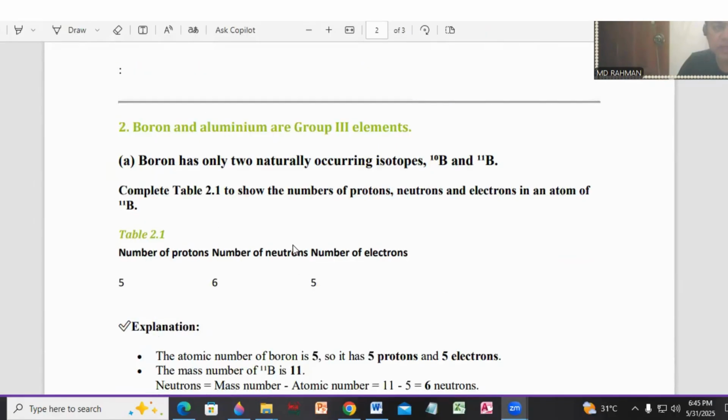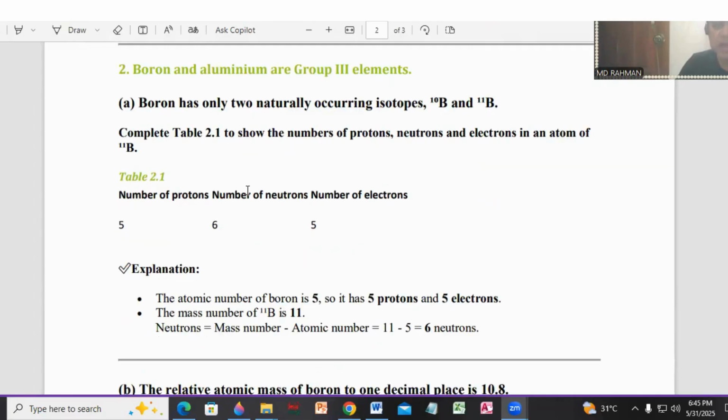Now the next question is most important. Boron and aluminum are group 3 elements. Question 1: boron has only two naturally occurring isotopes, B10 and B11. Complete table 2.1 to show the number of protons, neutrons and electrons in an atom of B. Now the question is, what is the number of electrons, protons and neutrons? You can easily find out: the proton number is 5, neutrons 6, and then electrons 5, right?